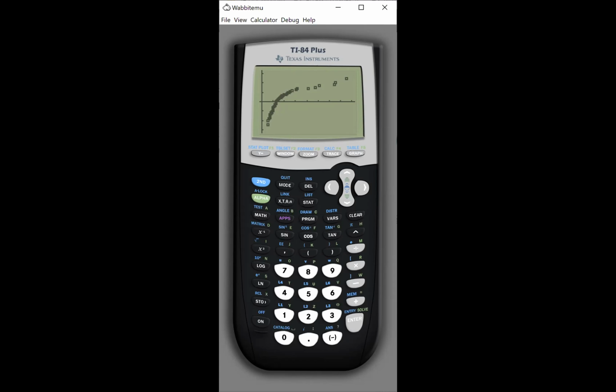Any questions on how to do this with the TI-83 or 84? All right, if there are no questions, let me go back to my notes.